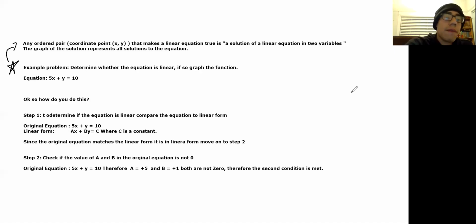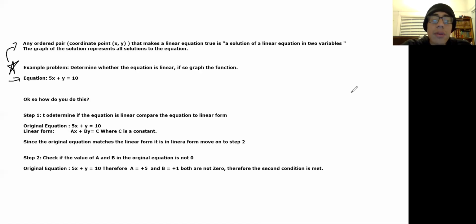So we start off, right, with this. We're here now. The equation is 5x plus y is equal to 10. The problem is asking you, hey, determine if this equation is linear. If it is linear, then graph the function, okay? So how do we do this? There's a couple different ways we can determine if something is linear. The easiest way is through the power system, right?